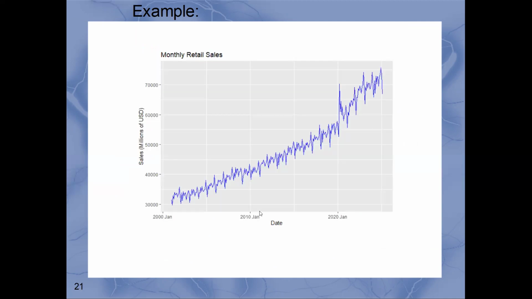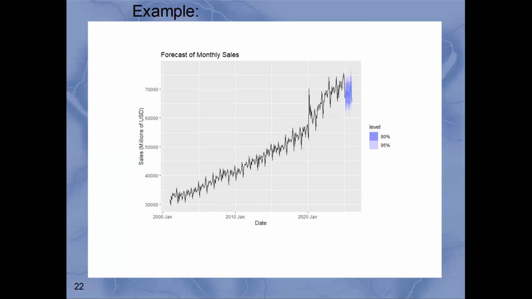This is the data that they had. What you can see is there's definitely a trend here. We also see that there may be some seasonal component, because it is oscillating up and down at a somewhat regular pattern, it looks like. If we run the model, we get a plot that looks like this. The dark blue shows the 80% interval, and the lighter blue shows the 95% interval. That blue line is our projection.